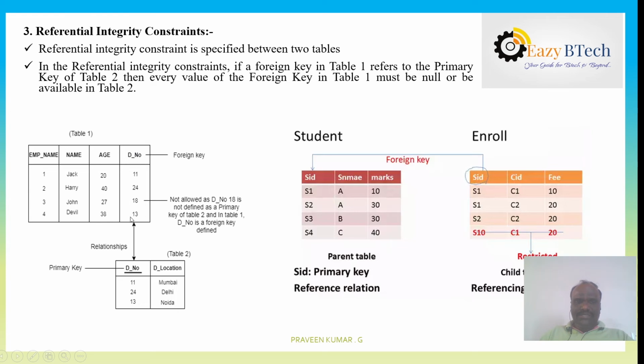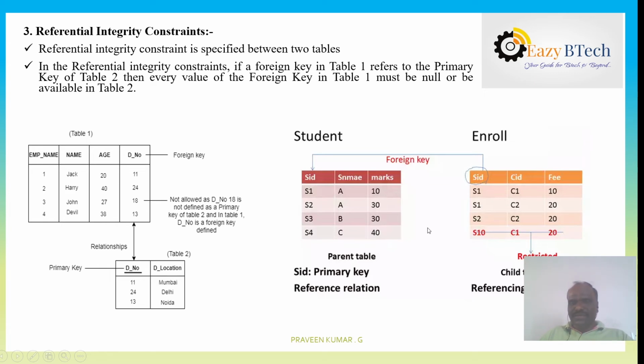How many rows here? We have a total of 4 rows. Compulsorily, in the child table you also have to represent 4 rows. If you are not representing 4 rows, we get an error. Here also, S10, student 10, is not in the primary table, and we are trying to include it in the secondary table.